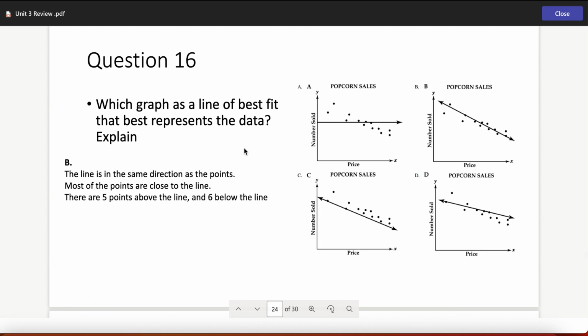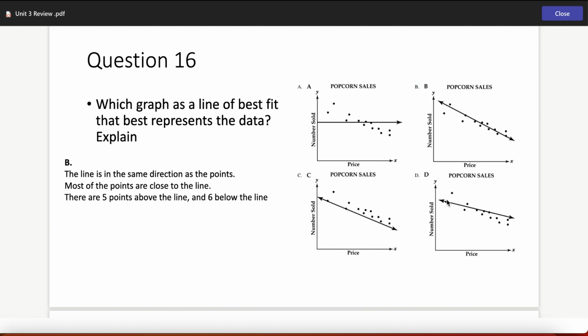Question 16. Which graph has a line of best fit that best represents the data? So this is asking for the same question. So you could tell that obviously it's not A. It might be B because it's crossing through, and of course it says B over there. And it's not C. It's going low, under, below, and D is going this direction. It's going in an outer direction.